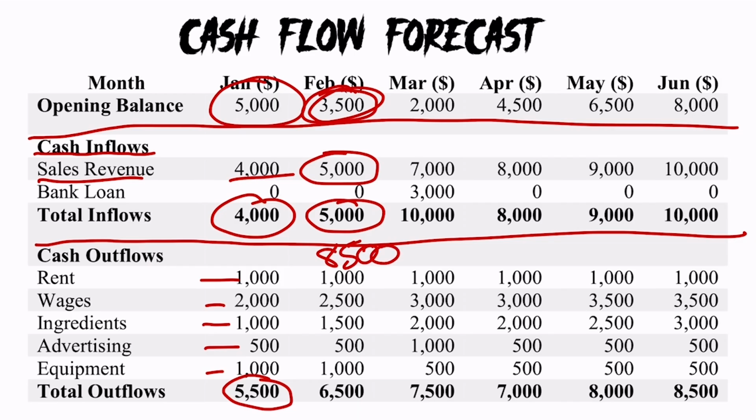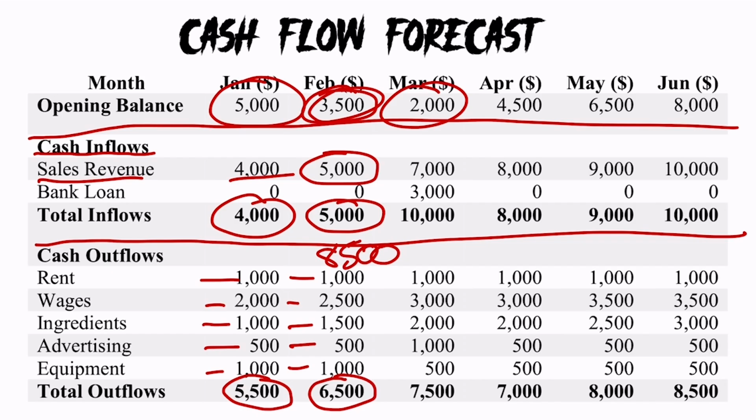Now for the cash outflows. Again, the rent, the wages, the ingredients, the advertising, the equipment. That brings us to $6,500. Well, what is 8,500 minus 6,500? It's 2,000. Yes, good job, students. So let's do this one more time.